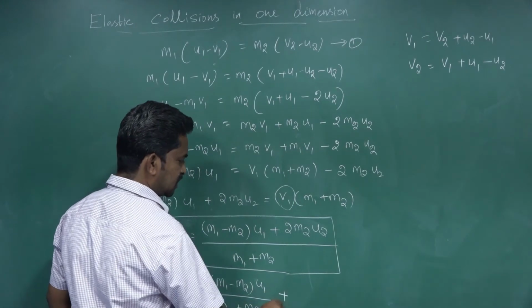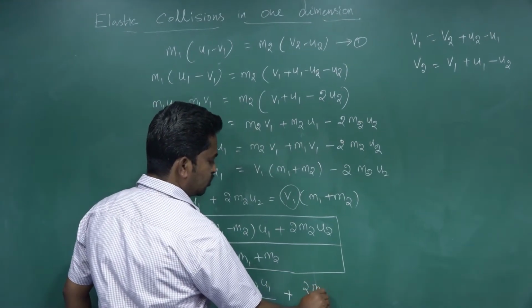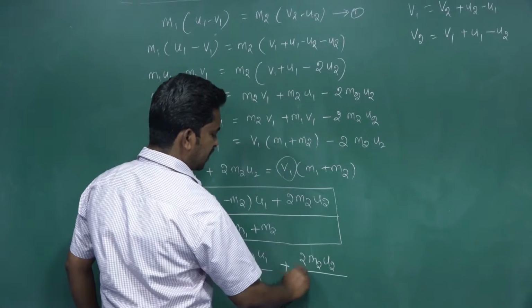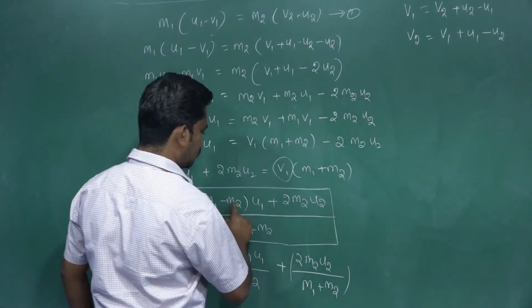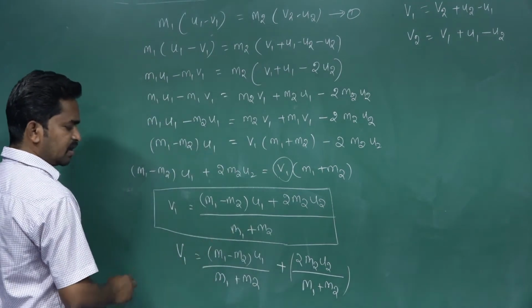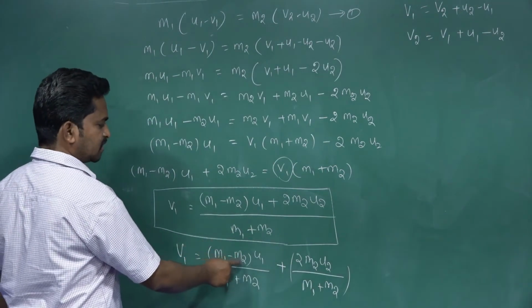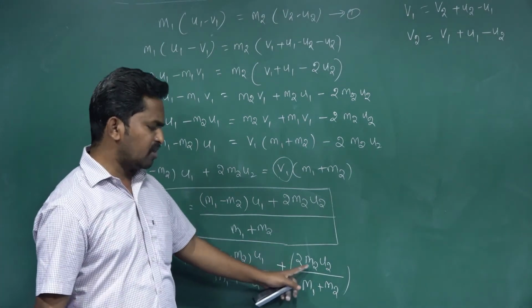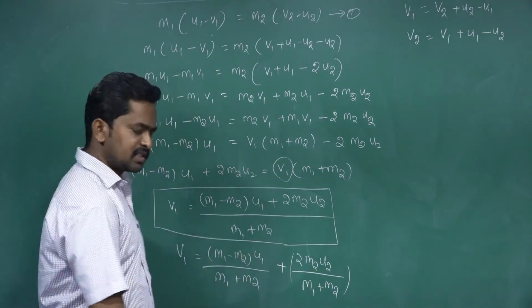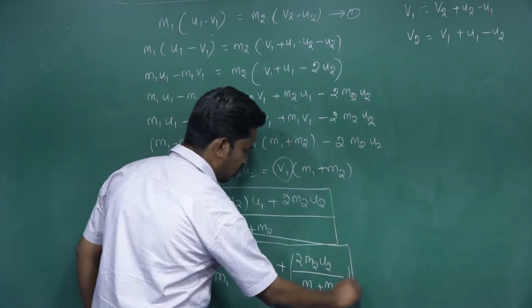This is plus 2m2 u2 divided by m1 plus m2. It's a common factor for both the terms, that's why I divided into two terms. So (m1 minus m2) u1 divided by m1 plus m2, plus 2m2 u2 divided by m1 plus m2. This is the final velocity of the first body.